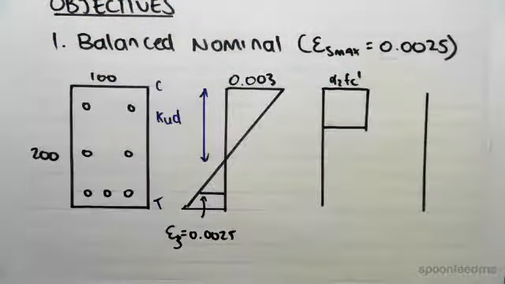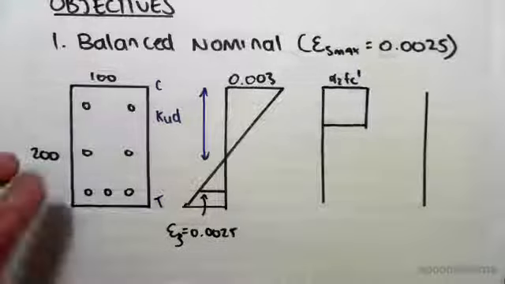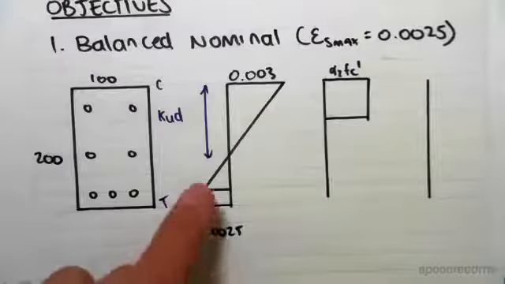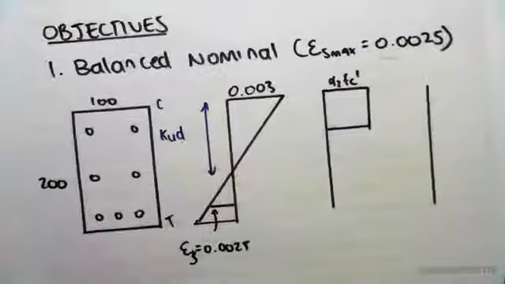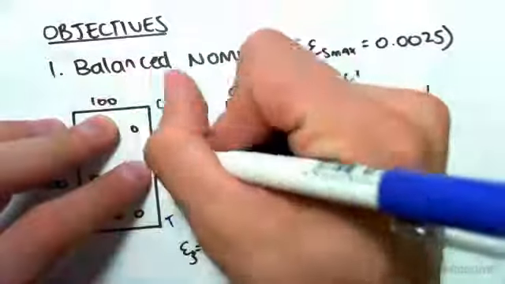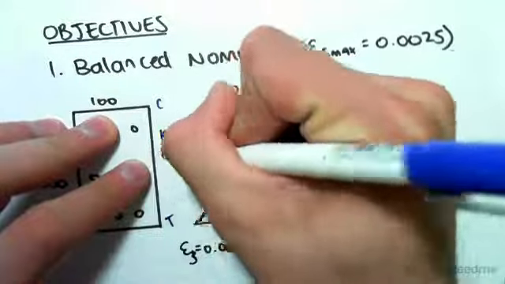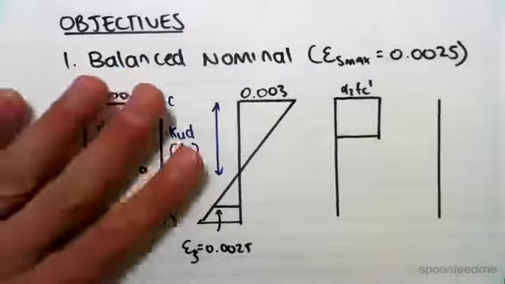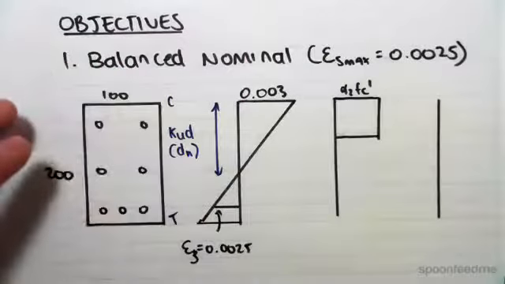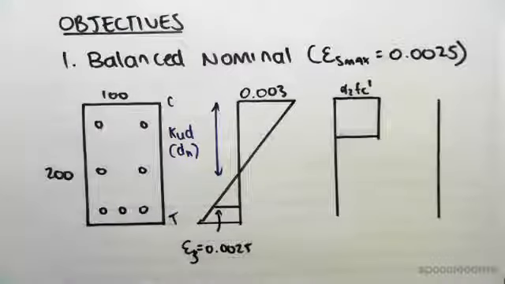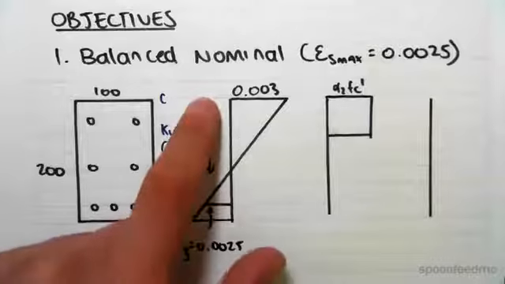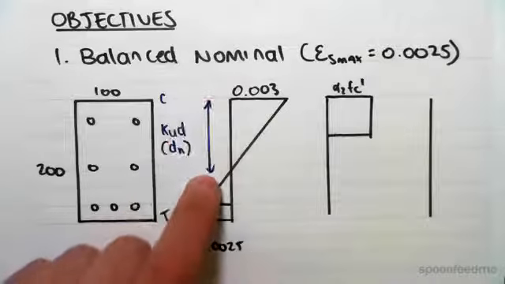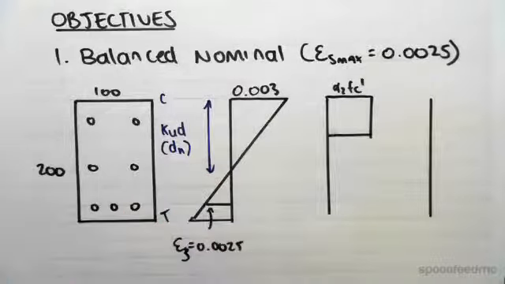So if we do this now, we're first going to have to work out this kud, this distance there. Just to simplify it, instead of writing kud each time, I'm going to call this dn, which is the distance to the neutral axis. We need to work out this distance dn, the distance from there to the neutral axis. Now, we don't actually know just yet.